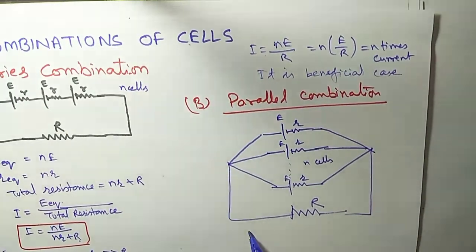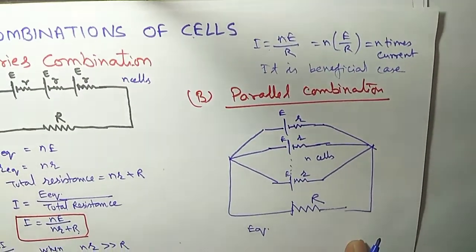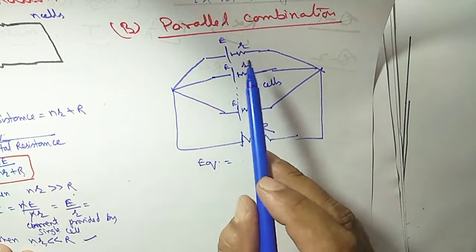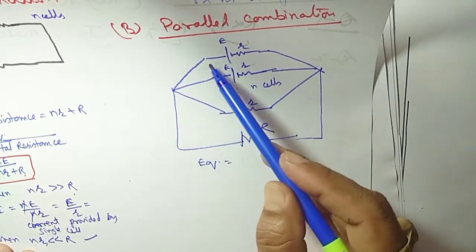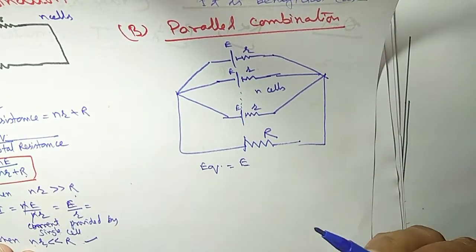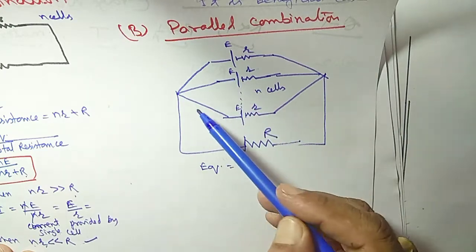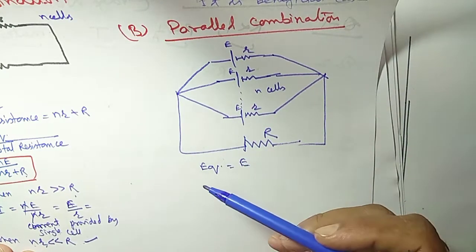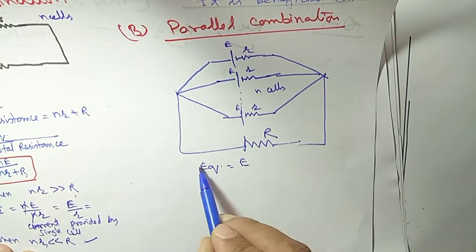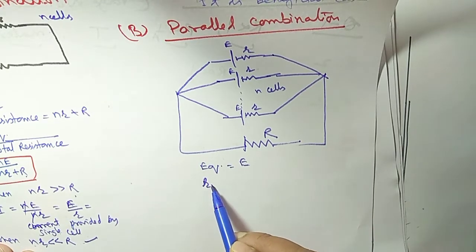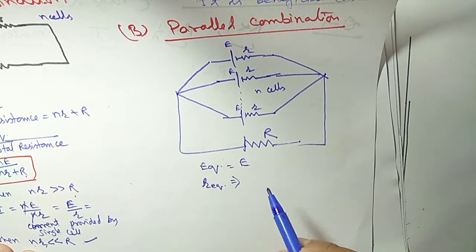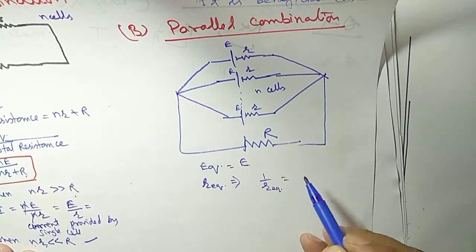See what is the equivalent EMF. The equivalent EMF is E, because all are connected at a single point. All are parallel. In parallel combination, the potential difference remains constant, so the EMF will also remain constant, and the equivalent is E. Now the equivalent internal resistance. To find the equivalent resistance r equivalent, all are in parallel.